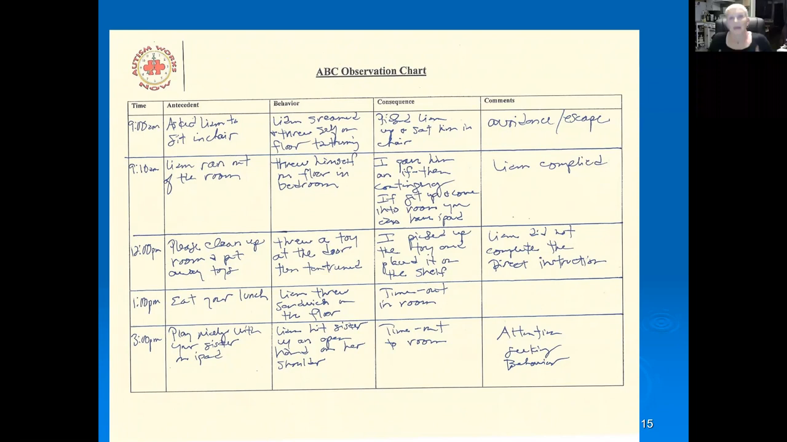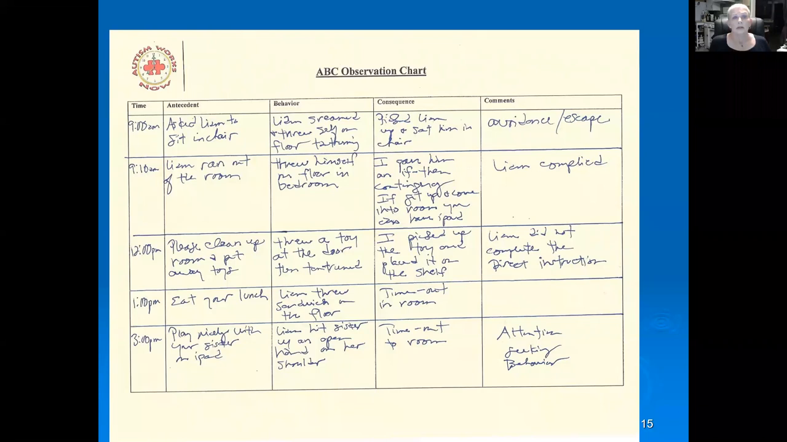The consequence has to be the truth and nothing but the truth, Your Honor. It doesn't mean what you hoped or wished you had done. It doesn't mean what you think needs to be written in there. It means it needs to be exactly what happened after the behavior. And in this case, we're looking at escape avoid. Probably escape avoid when we do our data collection. All right, at 9:10, Liam ran out of the room. He was sitting at the desk and all of a sudden, where'd he go? He ran out the room. Oh, that's the antecedent.